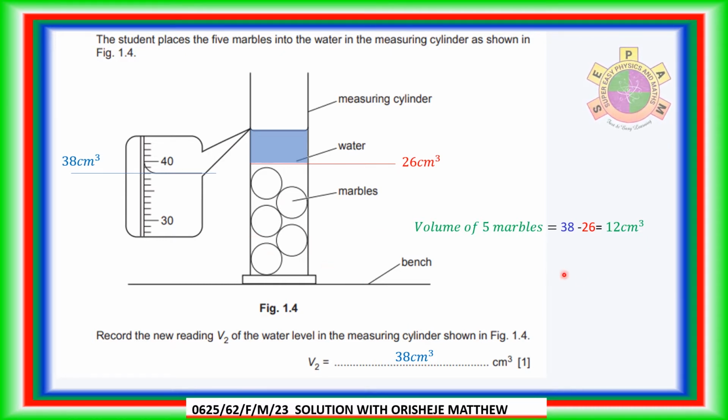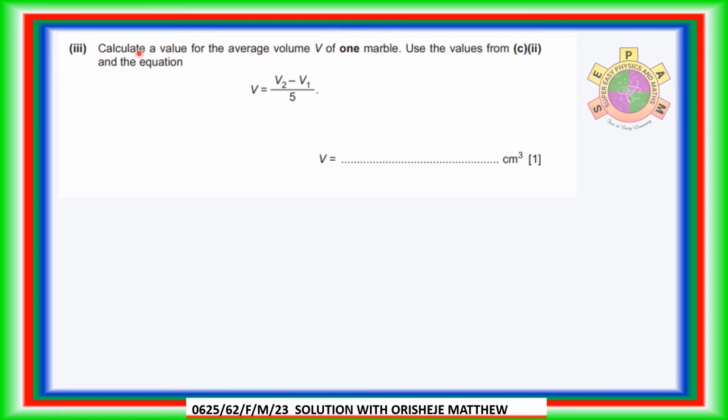So let's find the volume of one of the marbles. Calculate a value for the average volume of one marble using this formula: the final volume after the marbles were added, then take away the volume of the water in the cylinder before the marbles were added. That gives 12 cm cube divided by 5. That gives 2.4 cm cube for the volume of each of them.